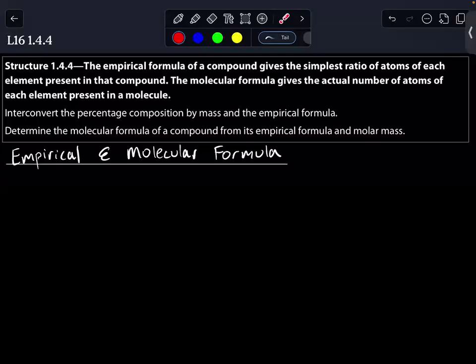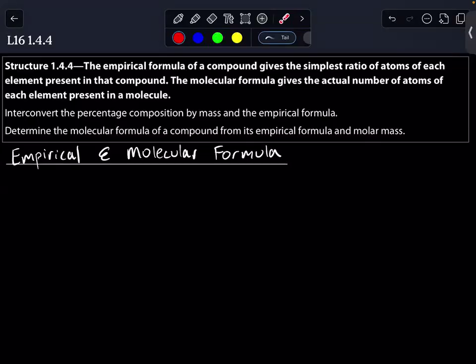All right, welcome back to the DP Chemistry curriculum. We're doing lesson 16, 1.4.4 of structure. Today, we're going to be talking about the empirical formula and how it is the simplest ratio of atoms in each element present in that compound. We will also cover the molecular formula, which is the actual number of atoms of each element in a molecule.